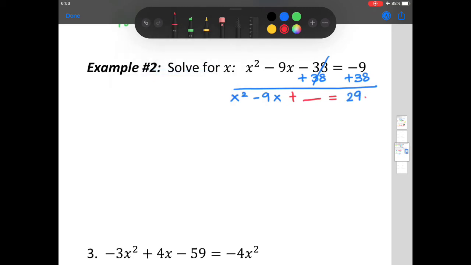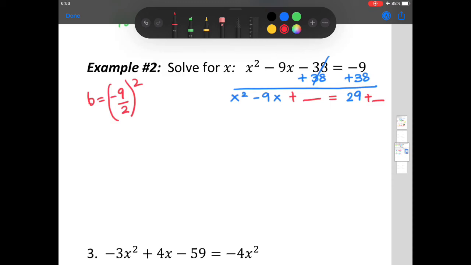And then plus a space, right? What I do on one side of the equal sign, I do the same thing on the other side. So now, what number goes in here? I'm going to take my b, which is negative 9, divide by 2, and then square it. I told you, it's always the same process. Divide by 2, square it. That's what completing the square is.